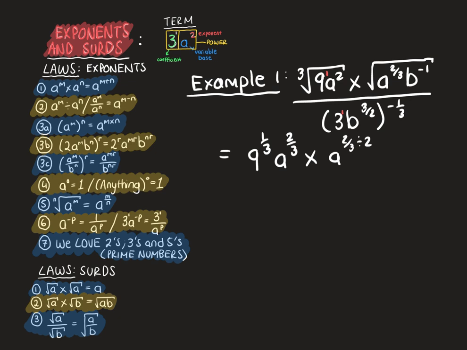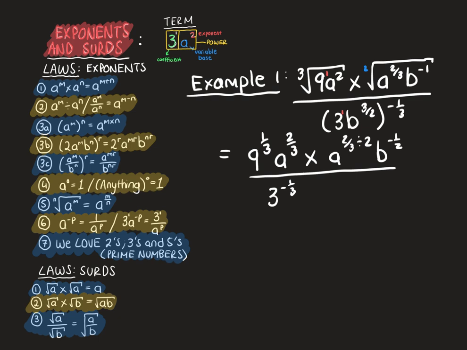by 2, because there's an invisible 2 here, everybody. In front of a root sign, there's always an invisible 2. Like in front of a, there's always an invisible 1 as your coefficient. Same thing for the square root, there's an invisible 2 there. And then you've got b to the minus 1 over 2, all over 3 to the minus 1/3.